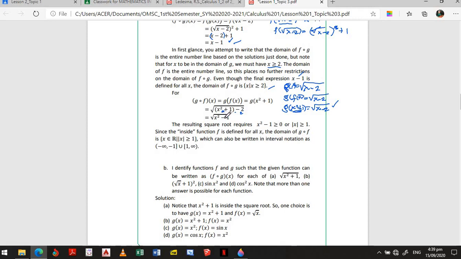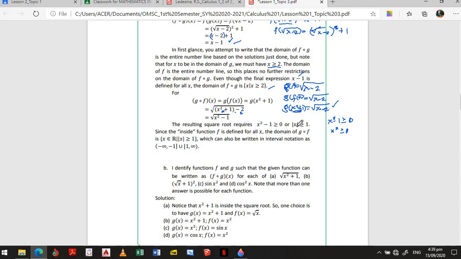Our x squared minus 1, or that is inside our radical sign, should be greater than or equal to 0. Okay? So here, simplifying our inequality, that is x squared minus 1 greater than or equal to 0, pala, not 1. That would be x squared should be greater than or equal to 1.